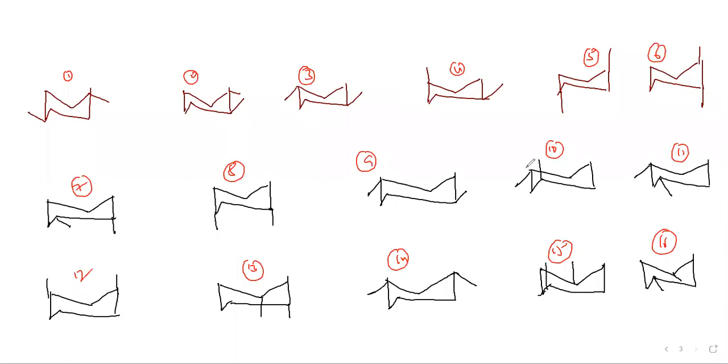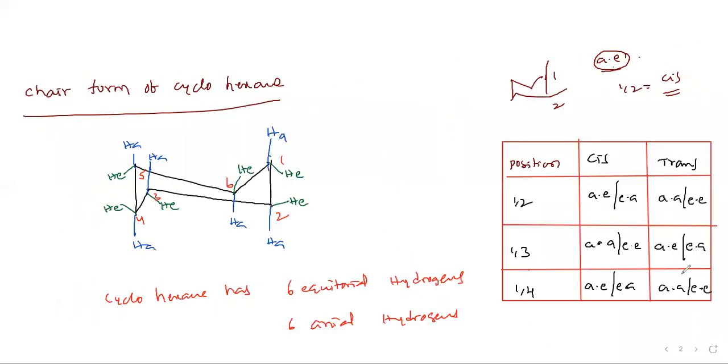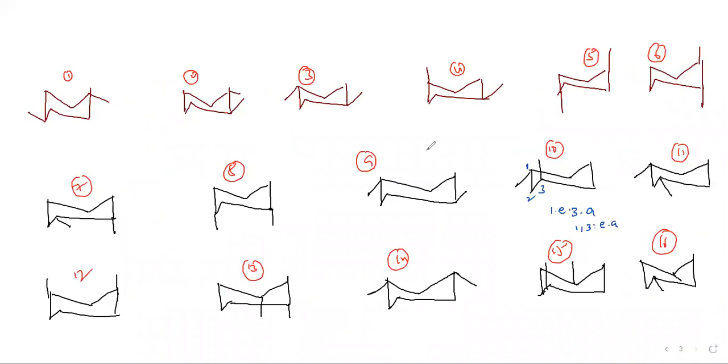We start numbering either from this carbon, 1, 2, 3. 1 is equatorial and 3 is axial. Can I call 1,3 equatorial axial? 1,3 equatorial axial. What is this? Guys, cis or trans? Trans. Understood? Any doubts? Is it very easy or tough?